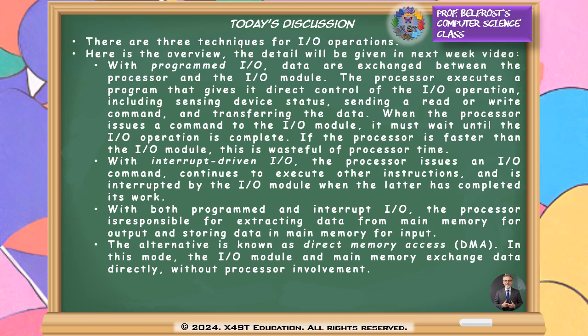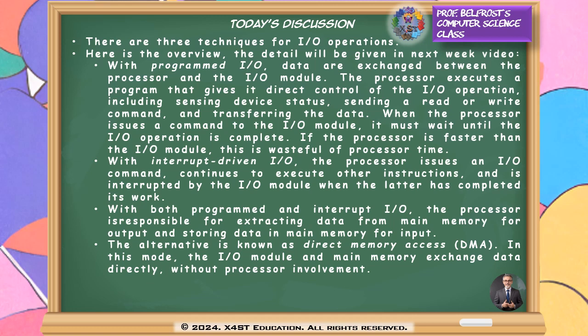When the processor issues a command to the I/O module, it must wait until the I/O operation is complete. If the processor is faster than the I/O module, this is wasteful of processor time. The second type is interrupt-driven I/O. The processor issues an I/O command, continues to execute other instructions, and is interrupted by the I/O module when the latter has completed its work. With both the first and the second type, the processor is responsible for extracting data from main memory for output and storing data in main memory for input.